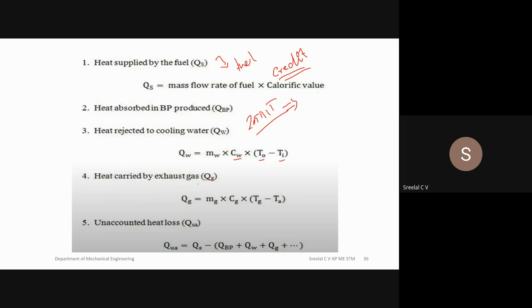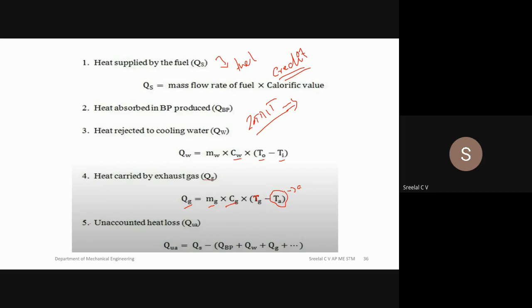Next is the heat carried by the exhaust gas, denoted by QG, which is equal to the mass flow rate of the exhaust gas into the specific heat of the exhaust gas into the outlet temperature of the exhaust gas minus TA. TA means the ambient temperature, or room temperature.